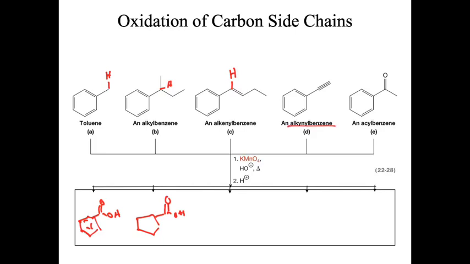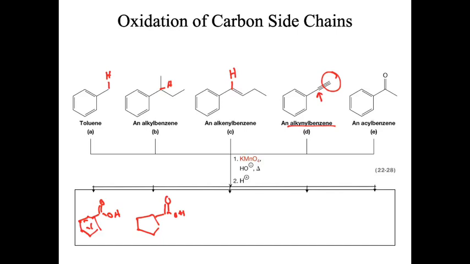Okay, the alkynyl benzene. This one's a little bit interesting. Do we have a hydrogen there? No, but what we do have is the triple bond. And what does the triple bond do in the presence of permanganate? Oxidative cleavage. So it goes under the same mechanisms that we've already seen. It's still going to end at benzoic acid. The other piece would be CO2.